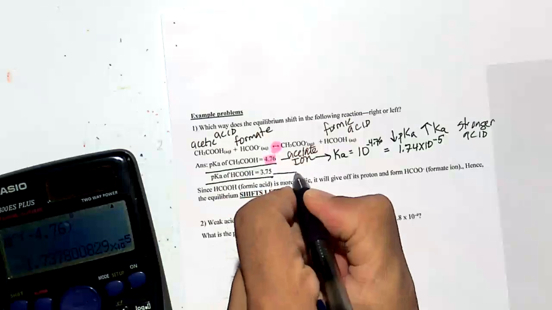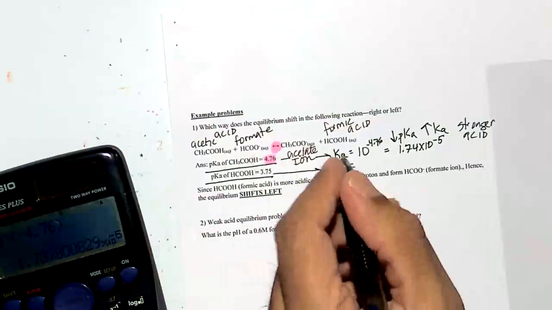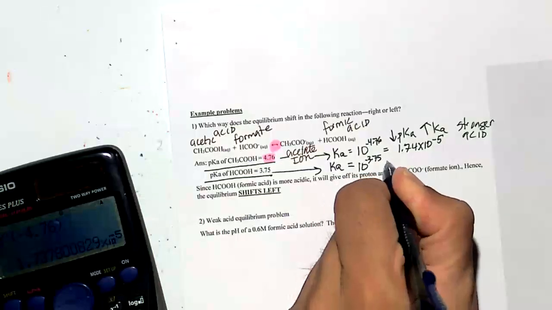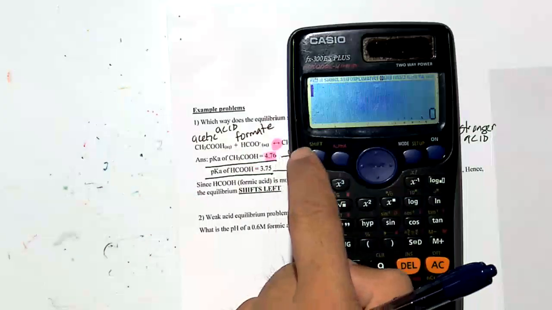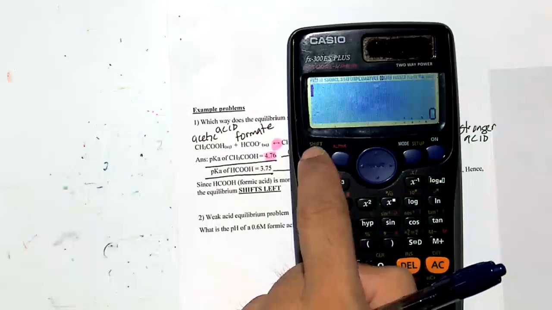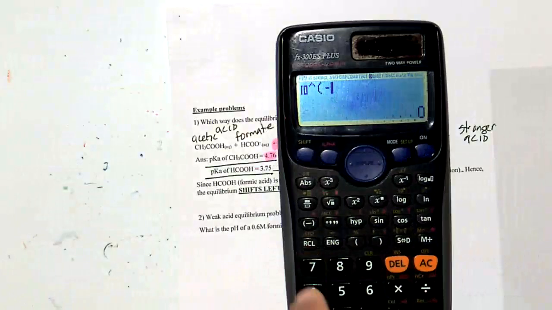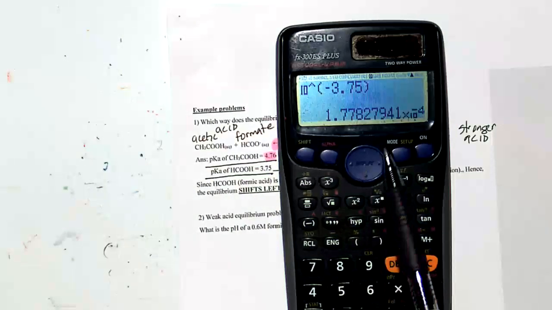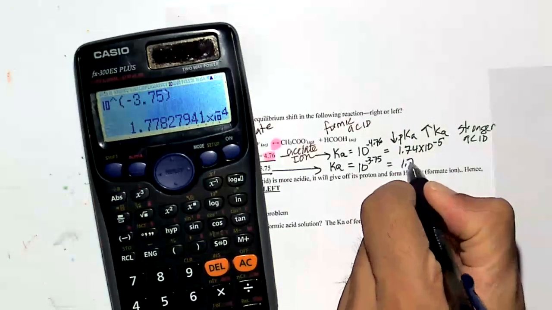Let's do the Ka of formic acid. Anti-log of minus 3.75. So what's the anti-log of that? Minus 3.75 gives 1.78 times 10 to the minus 4.